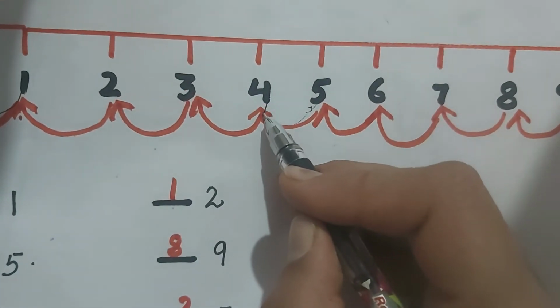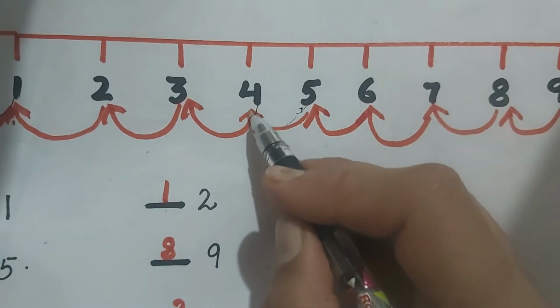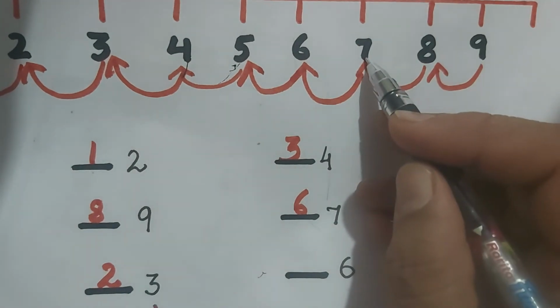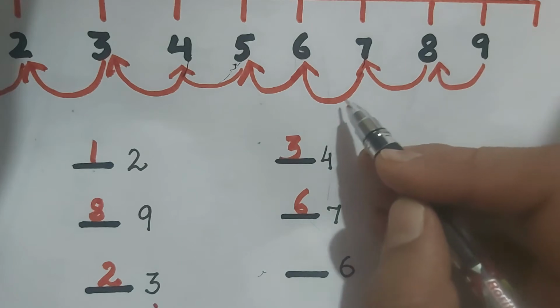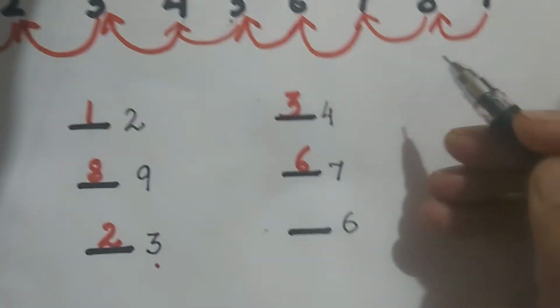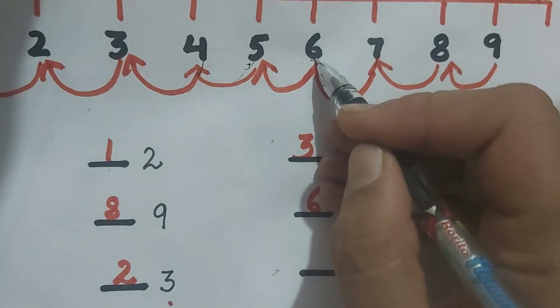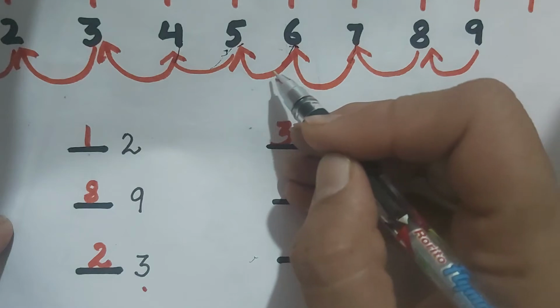Which number comes before 4? 3. Now 7. Which number comes before 7? 6. Now here 6 is given. Which number comes before 6? 5.